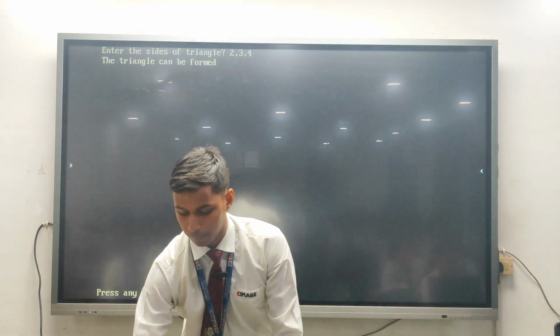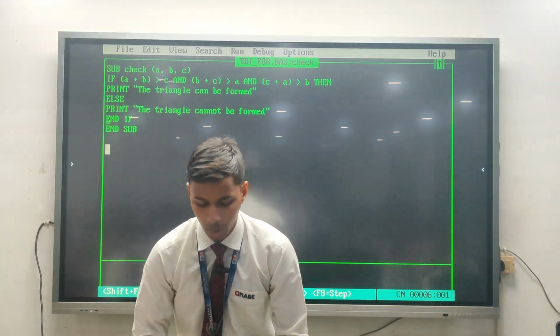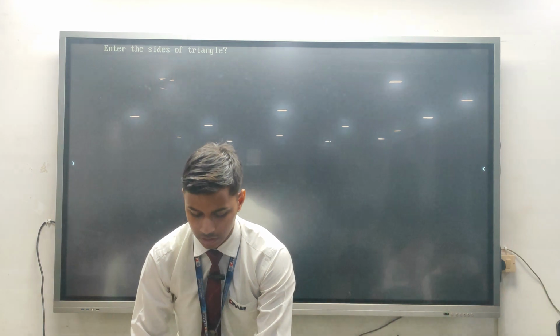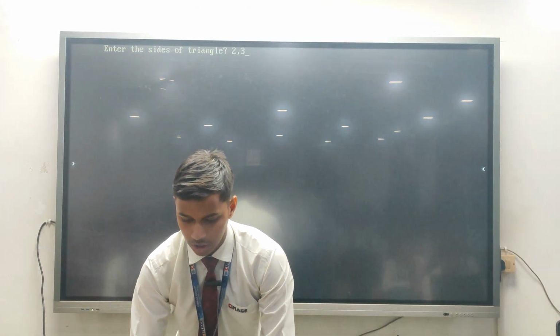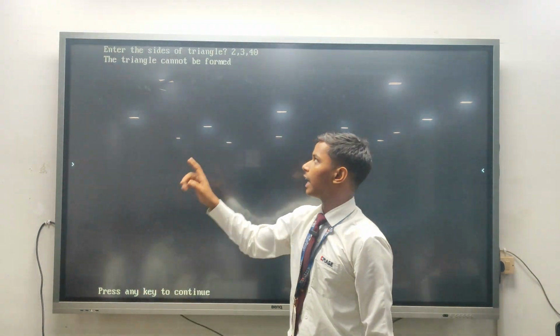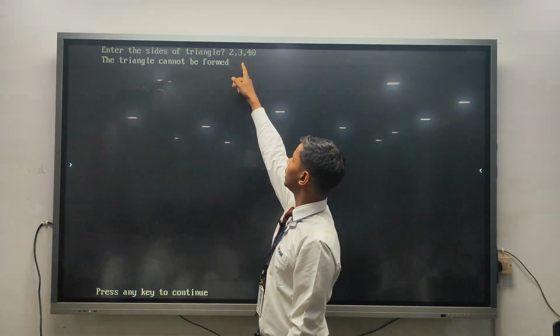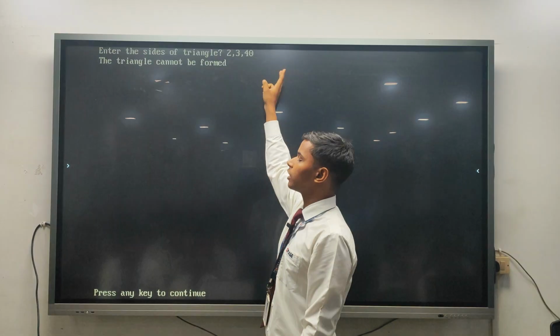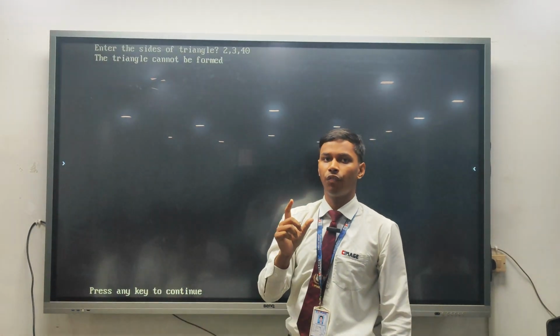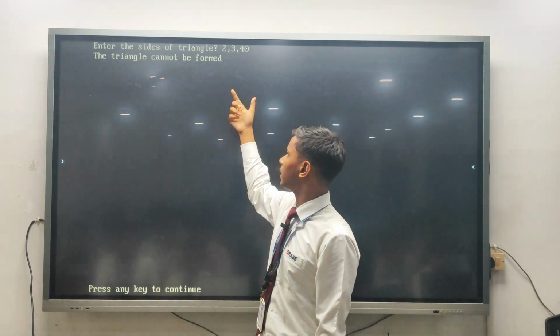Now let us take another example to see when the triangle will not be formed. So here I will take two smaller sides and one side will be greater. One is 2, second is 3, and the next I will take 40. Here you will see that it shows that triangle cannot be formed as the sum of 2 and 3 is not greater than 40. The other two criteria are fulfilled, but because one criterion is not fulfilled, it shows that the triangle cannot be formed.